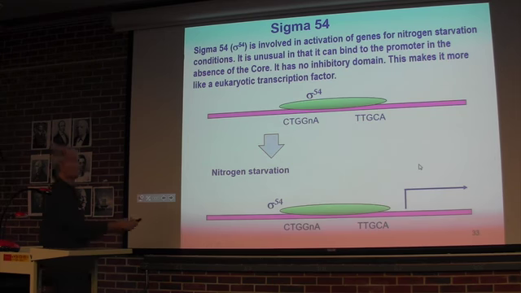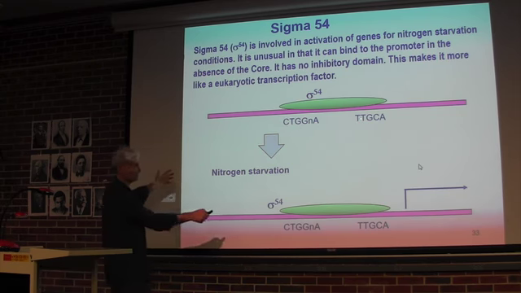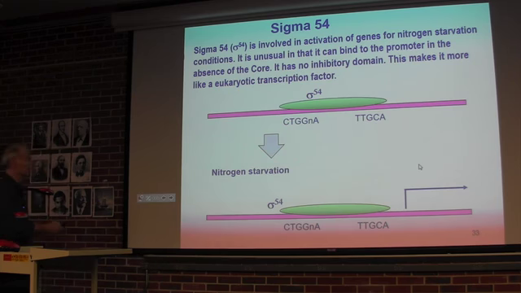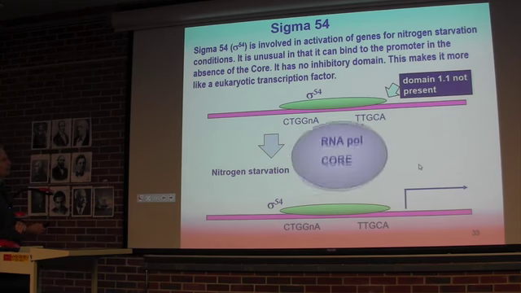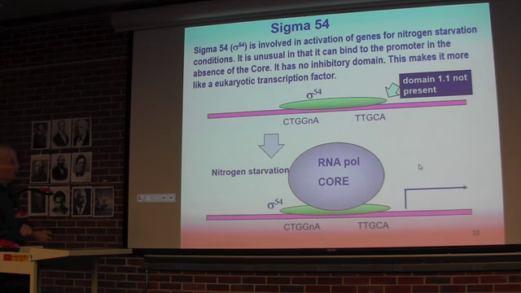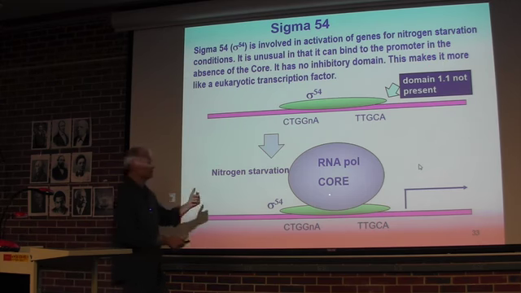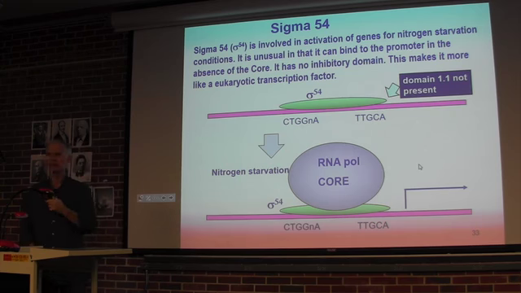It has a different -35 and -10, you'll see. Under nitrogen starvation, domain 1.1 is not present, and so the core has to come to it. It just occurred to me, how does that happen? Because the core is stuck at a half-life of 1 hour. It can't go hopping. How does core ever get there? Is the regular sigma displaced by it?